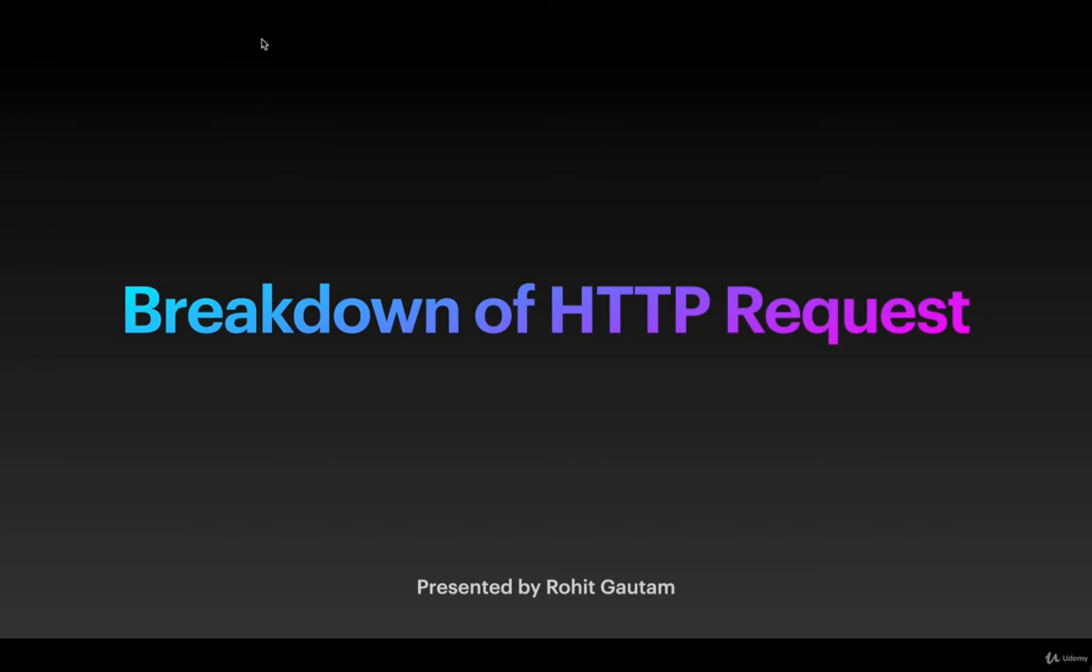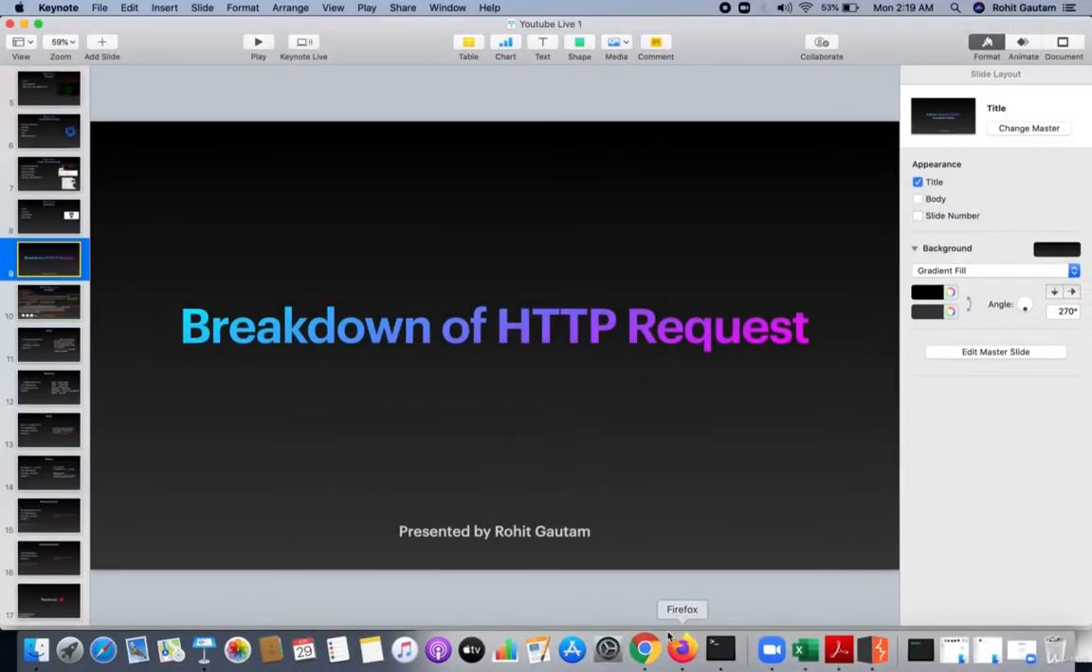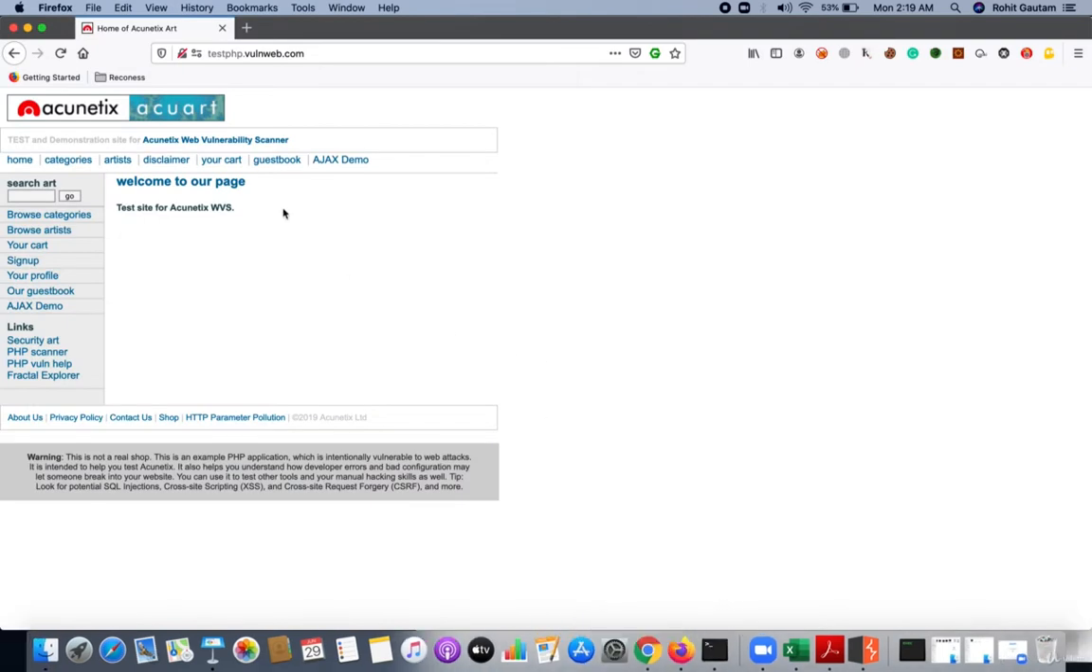Why is this important? Because you are going to come across a lot of HTTP requests and responses when you start your bug bounty hunting journey, as well as when you do pen testing. At that time, if you do not understand what is actually going into any request, then you won't be able to understand. So before starting with this, let me just show you what an HTTP request looks like.